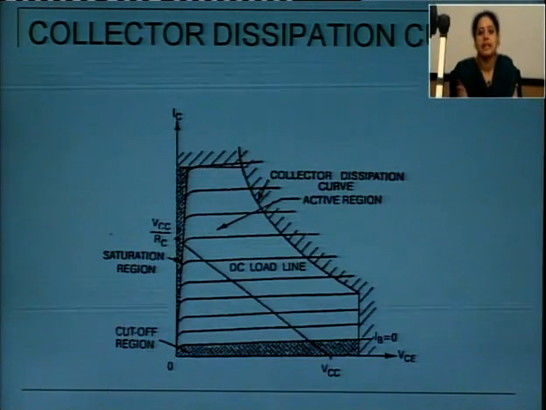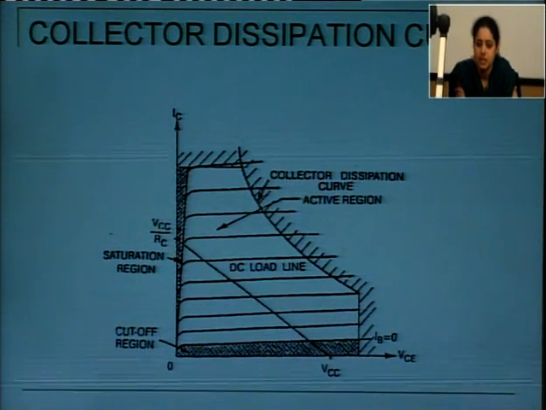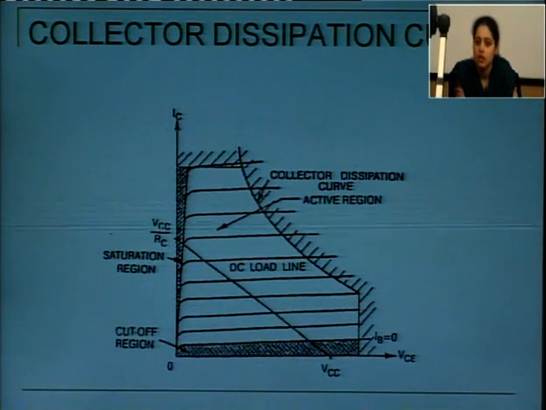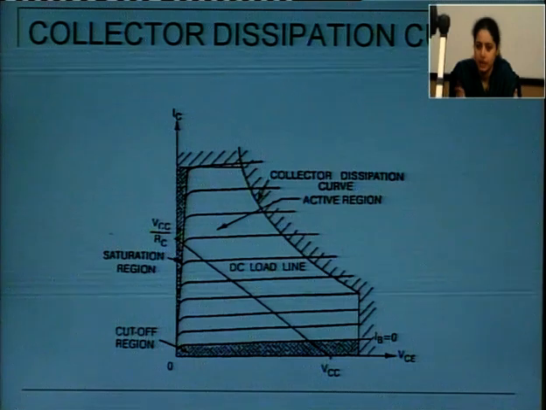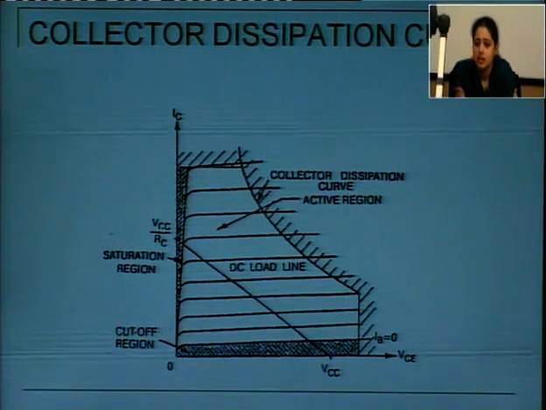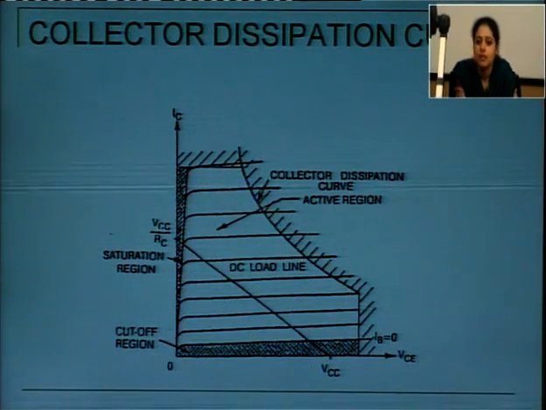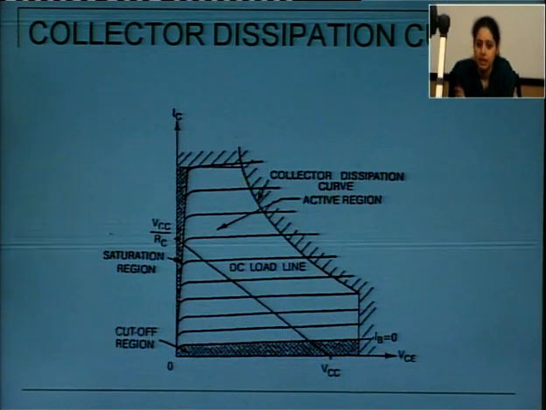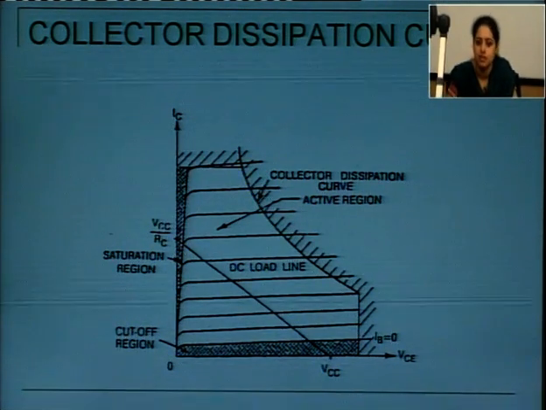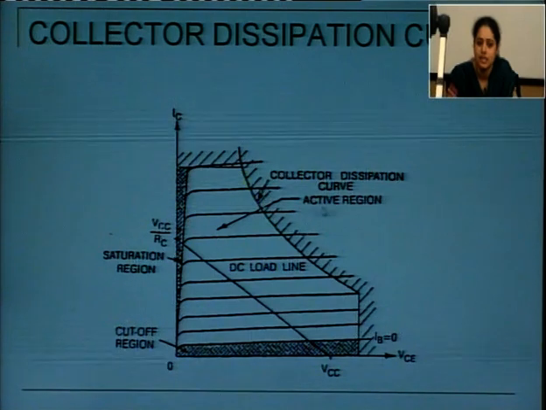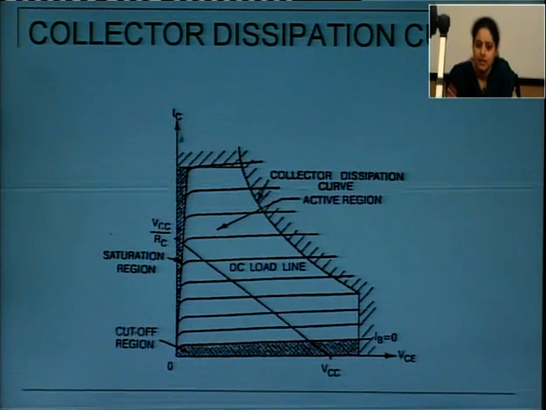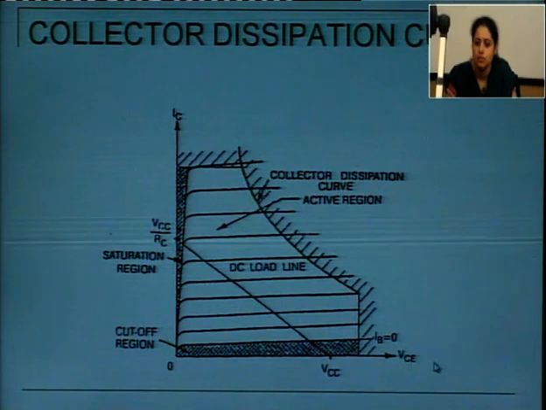Now the collector dissipation curve, we have discussed the power dissipation, that is the loss of energy in the form of heat. Now this dissipation curve describes the operating limit of your circuit. This is the dissipation curve shown. Again you are having the two axes, x and y. The y axis shows the current and x axis shows the voltage.